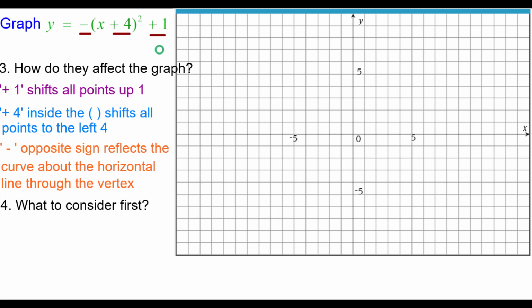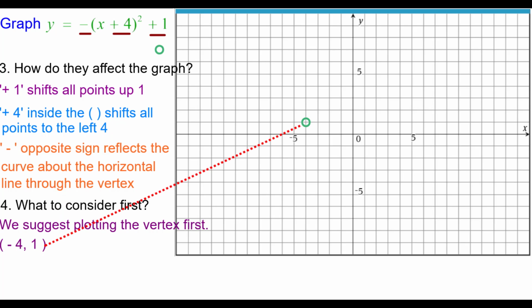What do we consider first? Well, we suggest plotting the vertex first, and that's going to be affected by the left 4 on the x, so negative 4, and up 1, plus 1 on the y. So the point negative 4, 1 is our vertex.